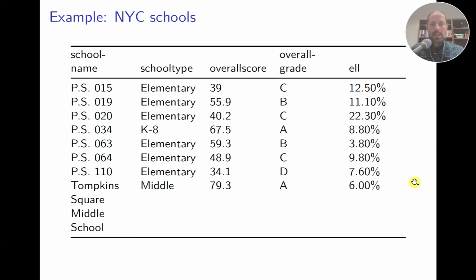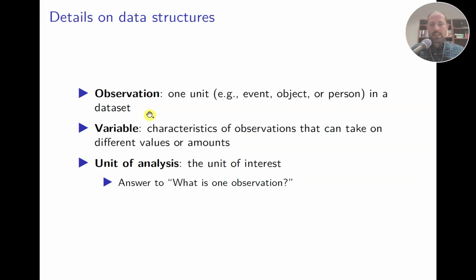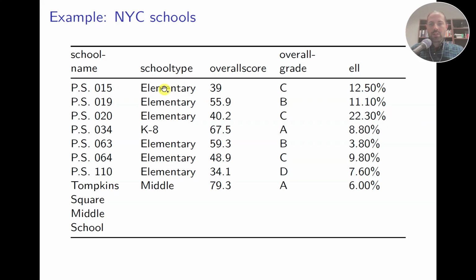So let's give a little bit more complete definitions of observations and variables. Observations refer to one unit in a data set. That could be a school like we just saw, or an event, or an object, or a person. And a variable is a characteristic of those observations, and it can take on different values. That's why we say variable, because it can vary depending on which observation we look at. So for this first observation, the overall score is 39, but it takes on other values for the other observations.